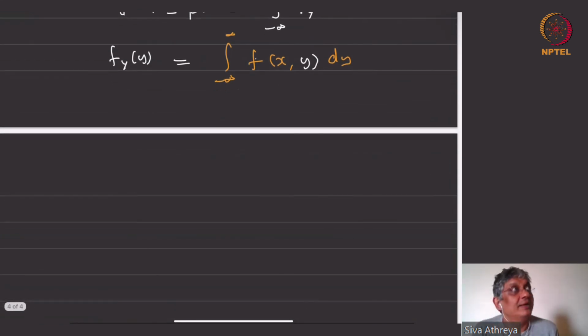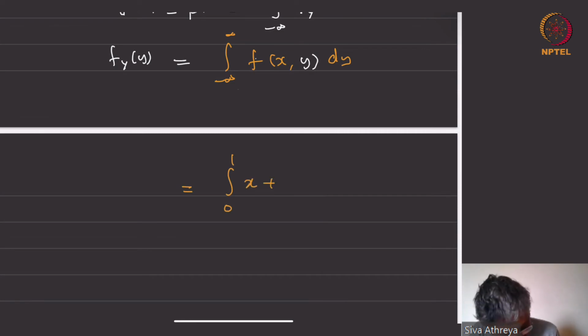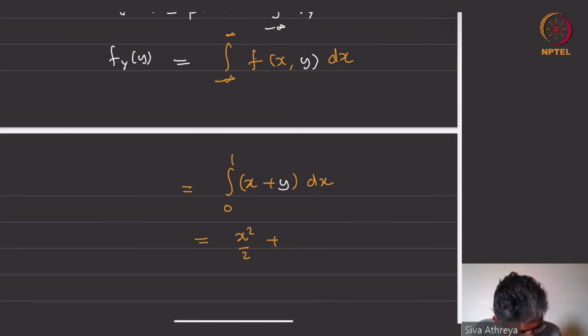Again the same thing applies. This function is going to be equal to the integral from 0 to 1, otherwise 0, of the function x plus y. I made a mistake here, it's dx. Now, as we know how to do this, x is the variable of integration, y is a constant, so it's x squared by 2 plus y times x, and you have to run it from 0 to 1.